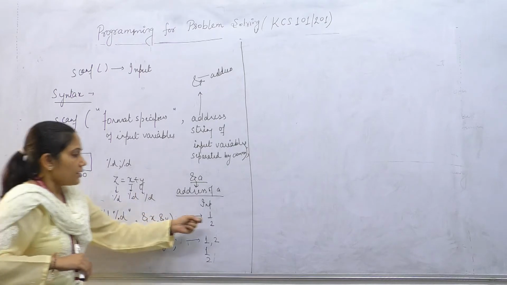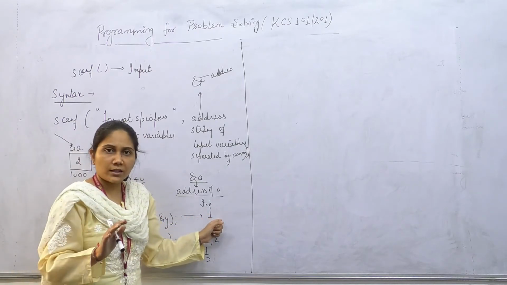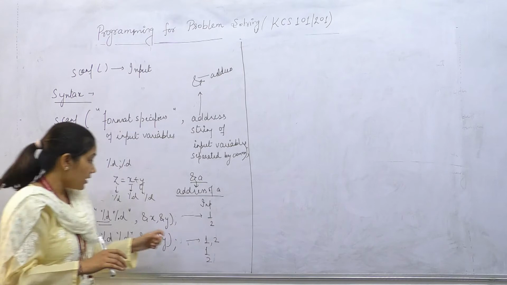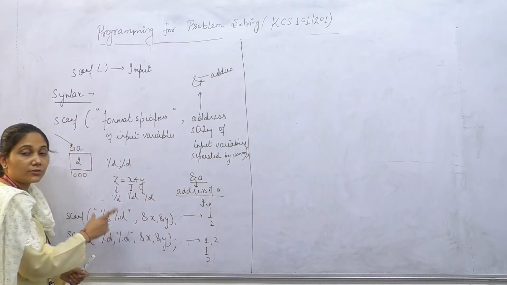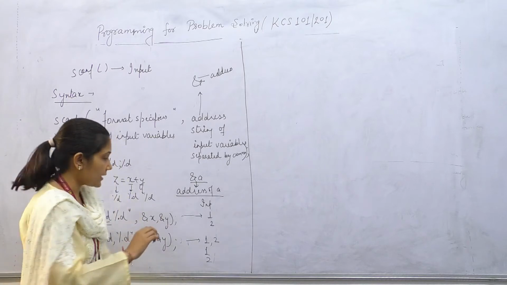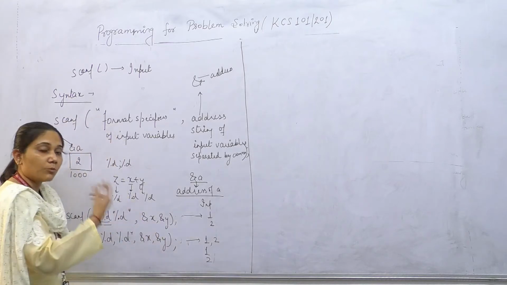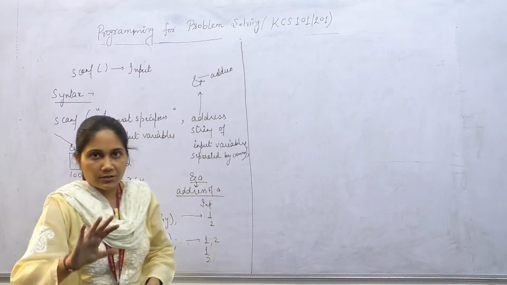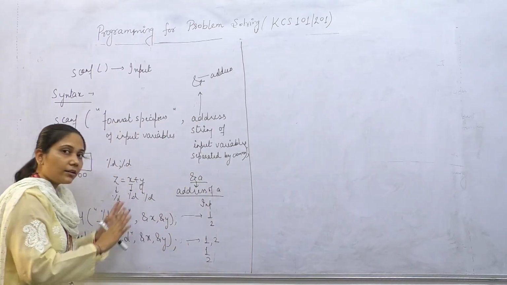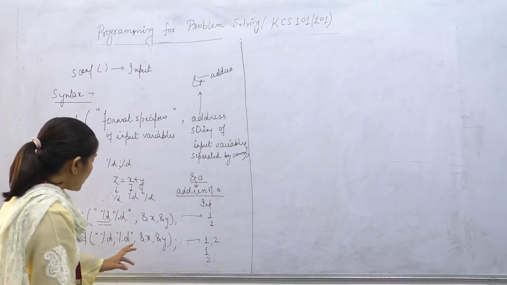Okay. So by pressing enter or by using space, you can give multiple inputs, and the number of input variables and the number of format specifiers should be the same. It should not be like this: the number of format specifiers is more in comparison to the number of input variables, or vice versa. Okay. So make sure that you are writing it in balanced quantity.